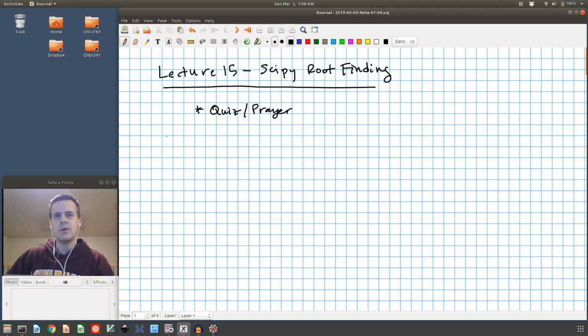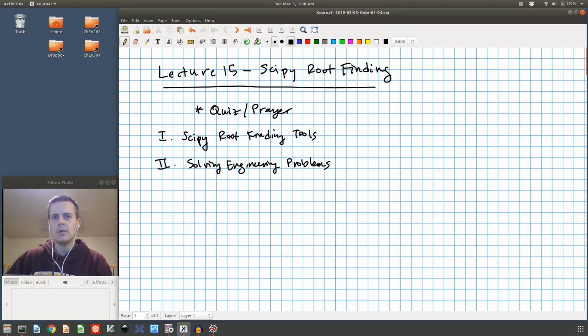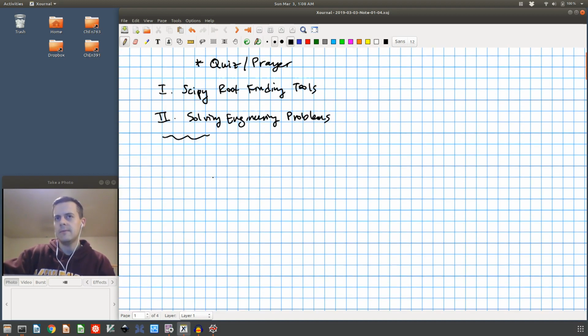All right, great. So today we are going to talk about the root finding tools in SciPy. So this is the first thing we're going to do: SciPy root finding tools. And then second, we're going to talk about solving engineering problems a little bit. I'll say more about what that means when we get there. All right, so that is what we're going to do today.